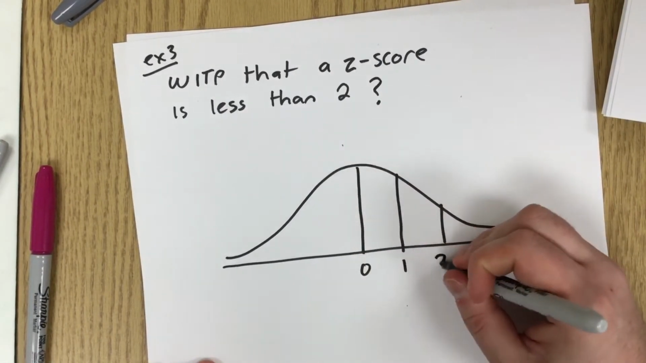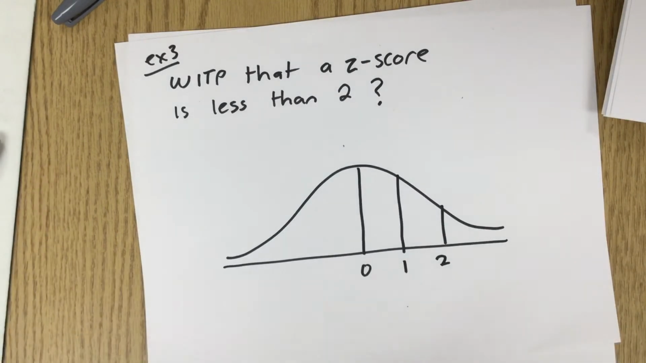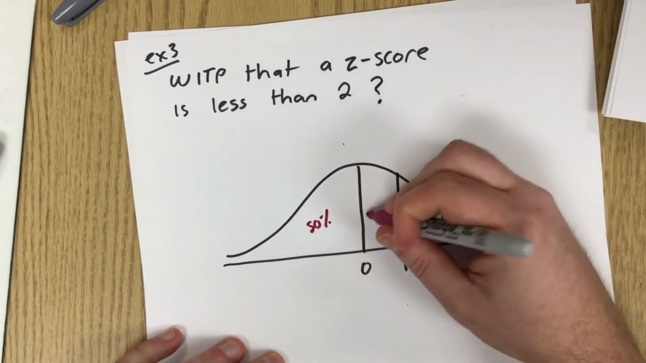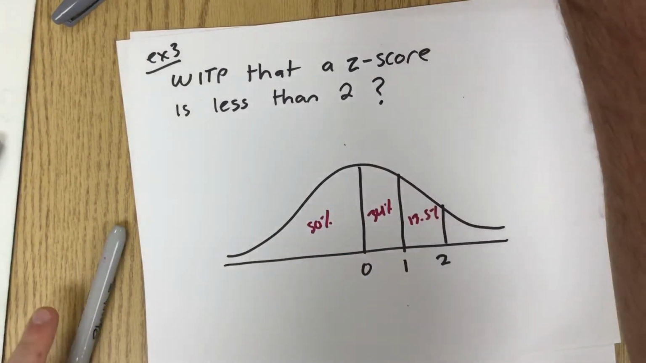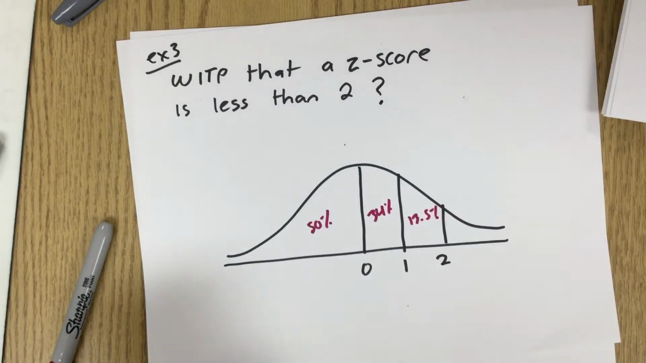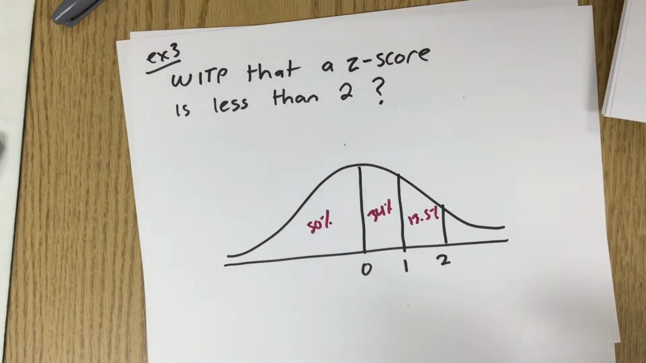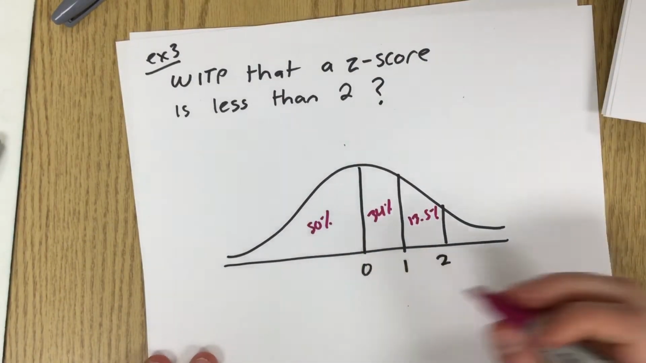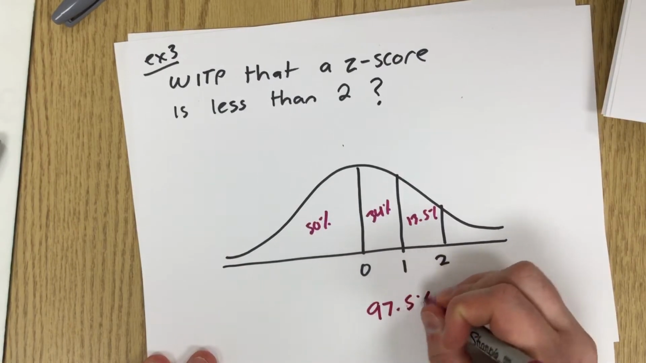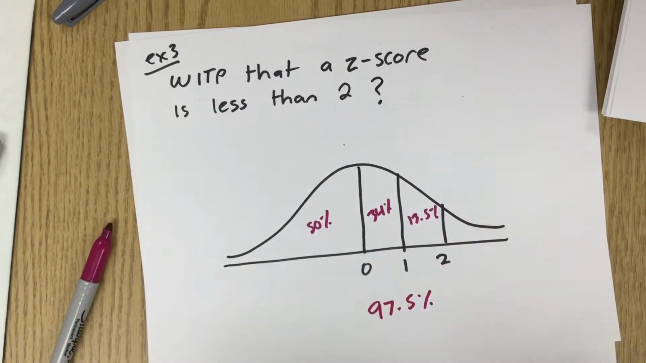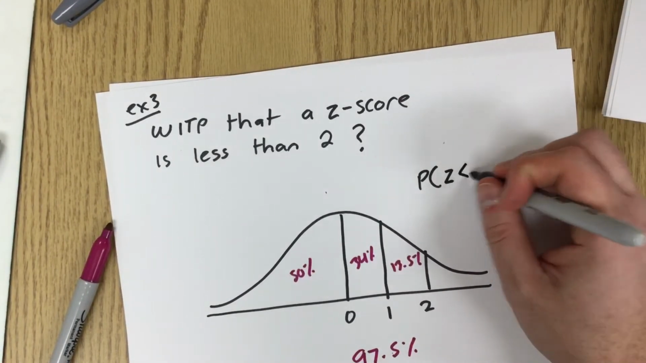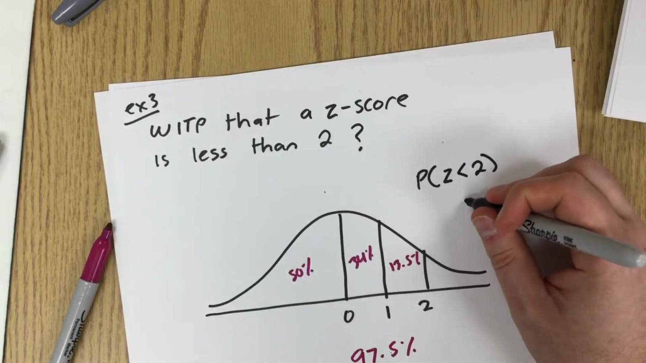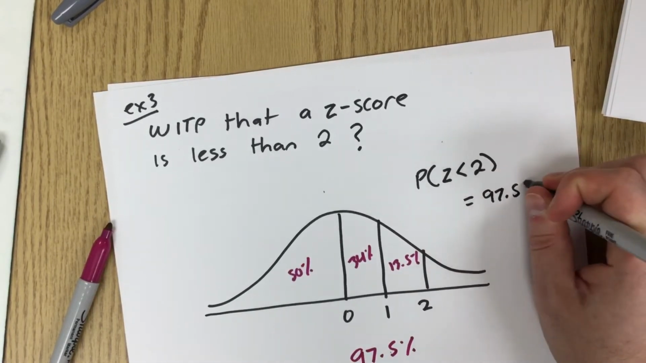So what we know, so that's the z-score of 0, 1, and 2. There's a 50% chance of it being less than 0, 34% of it being here, 13.5 of it being there. So 50 plus 34 plus 13.5. And that gives us 97.5%. And the way we would write that is we would say the probability that z is less than 2, so not x, this time it's z, that z is less than 2 is equal to 97.5%.